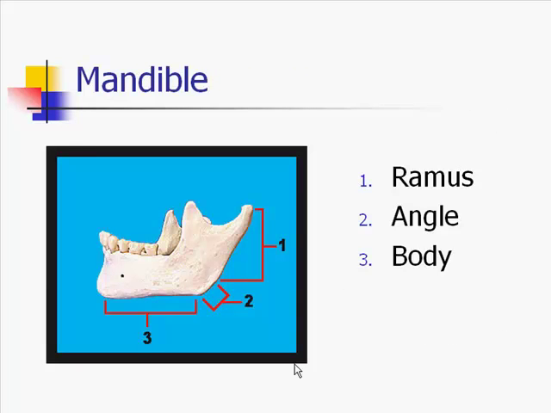Okay, let's talk about the mandible. The mandible, or the lower jaw, is a single bone that is the only freely movable bone of the skull. It is the largest and strongest facial bone. The mandible has a movable articulation with the temporal bones at each temporomandibular joint. So the ramus is the vertical portion, angle is the junction of the body and the ramus, and the body is the horizontal portion.